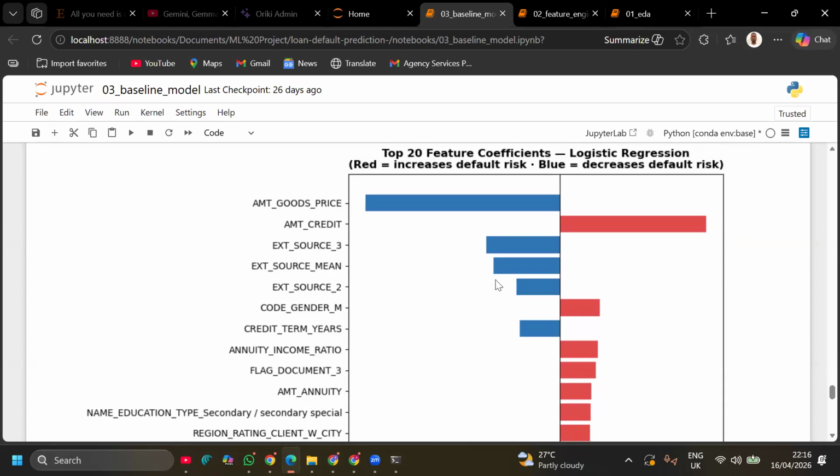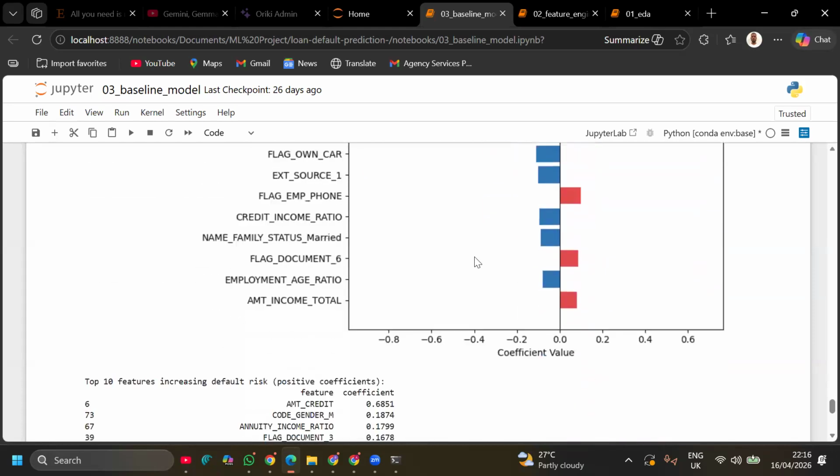So if the customer has more of the red part, that means it's going to increase the default. Now, the credit amount means the amount we're giving out. So if the amount is more, then the bank is liable to more risk. Talking about the credit bureau, if the score is very high, then that means the customer would not default. So we can see all of this in this data set.